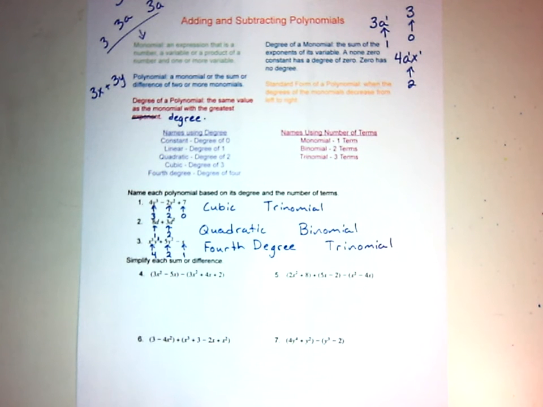All right, so for the next section, it's simplify each sum or difference. And this one is really building on our understanding of combining like terms. For this, what you're going to want to do is create an addition problem where all of the different like terms are lined up. Let's show how we would do that.